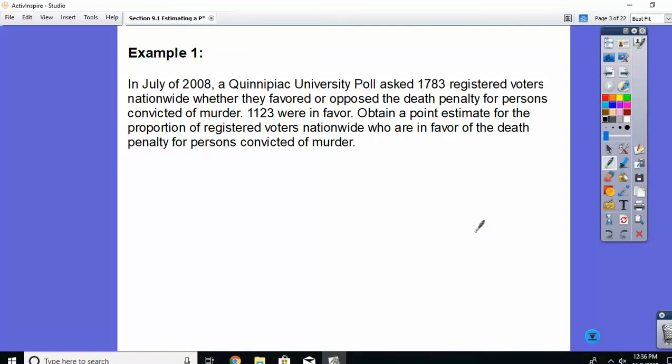Okay. In July of 2008, a poll asked 1,783 registered voters nationwide whether they favored or opposed the death penalty for persons convicted of murder. 1,123 were in favor. Obtain a point estimate for this. So point estimate, that's just the p-hat, like talking about the population proportion. That's the stuff we've done before. So what would I do here? You take the people that are in favor of it, so like 1,123 over the whole.